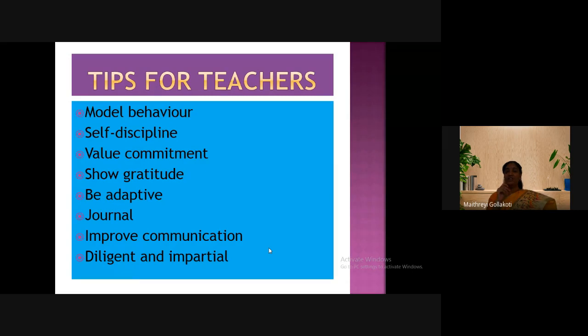And next, diligent and impartial. Always work very hard. Never spare yourself in anything. Don't be compassionate to yourself. Be very, very strict to yourself first, because we need to be very diligent as teachers, and we need to be impartial whenever we are assessing students, whenever we are assessing their subjects or papers. We need to be very impartial. Next, please.